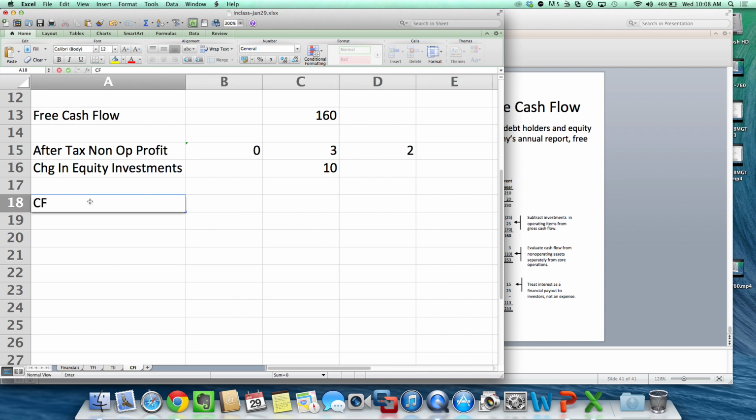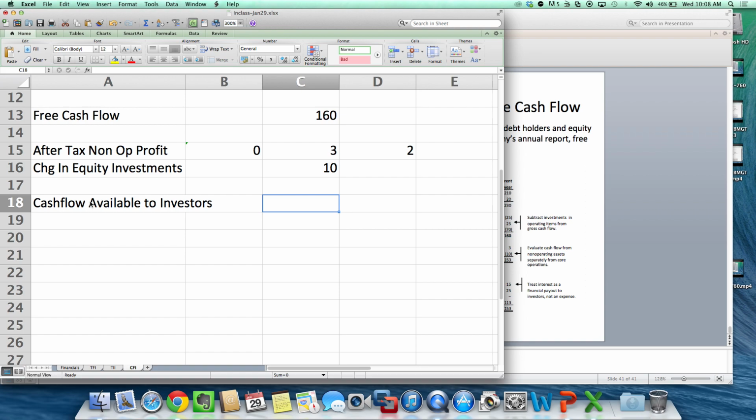That will then get us CFI, which is cash flow available to investors. Now, you just have to start applying common sense when you're doing all these changes. Cash flow available to investors is the amount of cash that we can pay out to our investors. So, if we have free cash flow of 160, does that add to our CFI or subtract from our CFI? Should add to our CFI. Free cash flow adds to the cash that we can pay out.